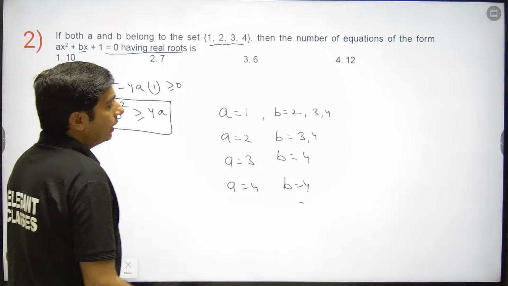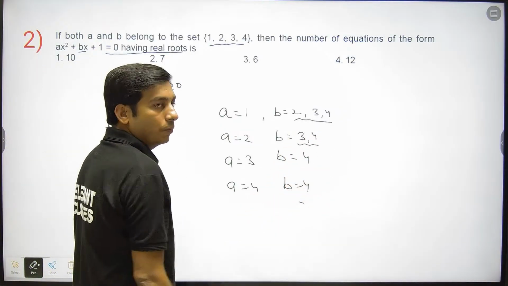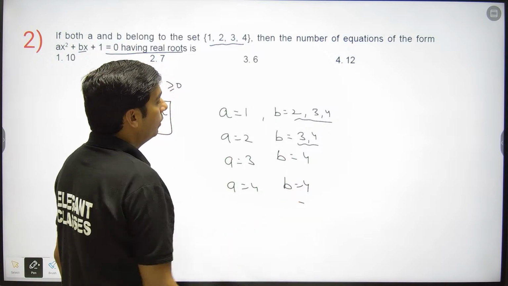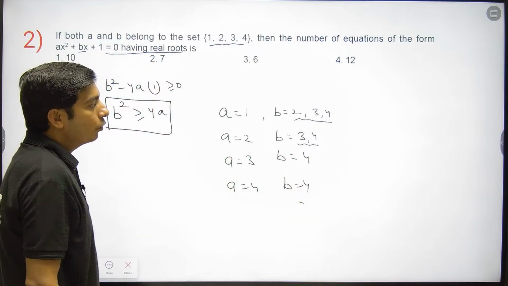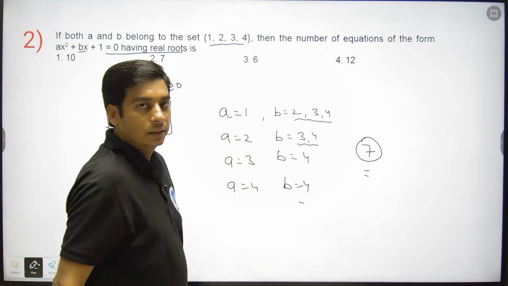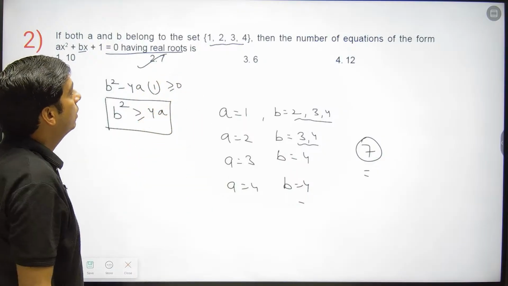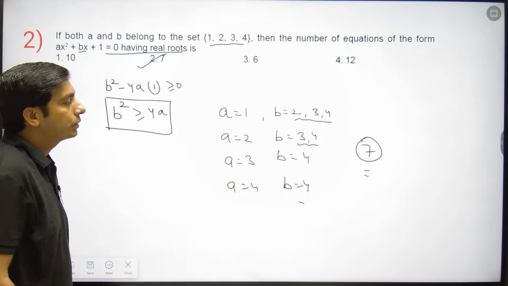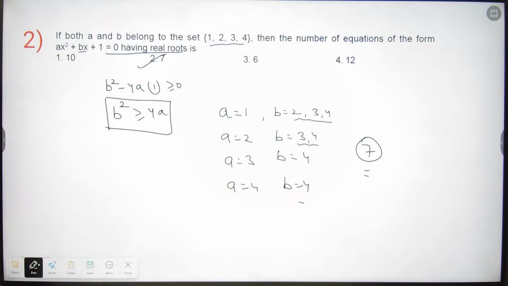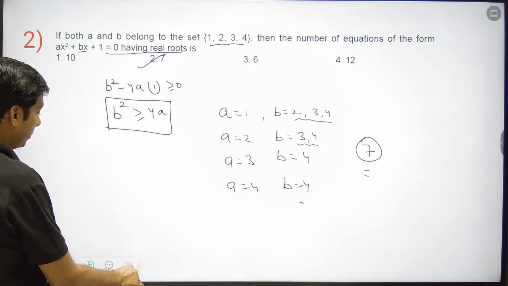So here we are getting 3 values from this side, 2 values from here, 1 value and 1 value. So in total we are getting 7 values. So here the correct option will be the second option, that's 7. So 7 here will be the correct option, right? Let's move to the next question.